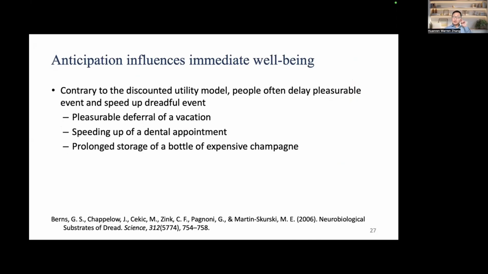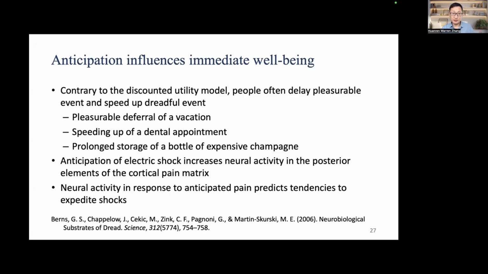One last phenomenon I want to discuss related to temporal discounting is how anticipation could influence immediate well-being. Contrary to the discounted utility model, people often delay pleasurable events and speed up dreadful events. For example, people would like to have a pleasurable deferral of a vacation. They would try to speed up a dental appointment. And also, some people would have prolonged storage of a bottle of expensive champagne, right? A lot of people are doing this. You probably have a sense of why they're doing this.